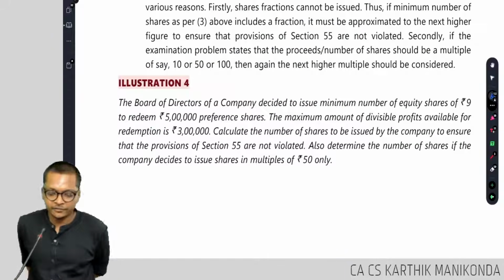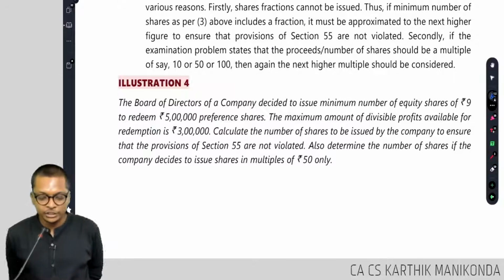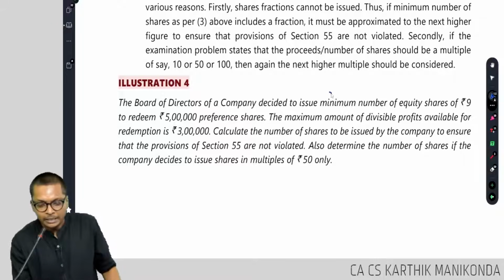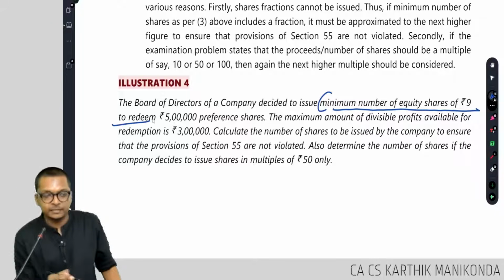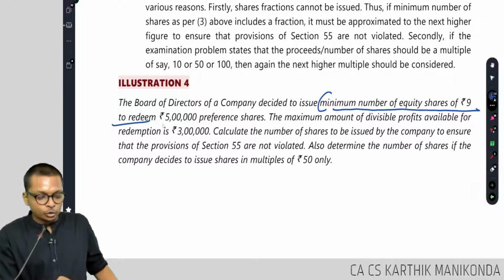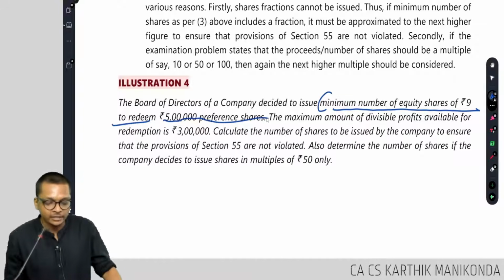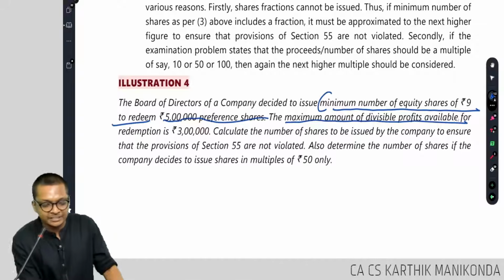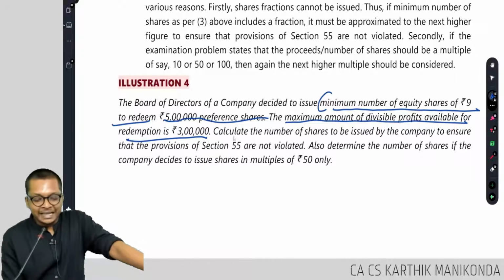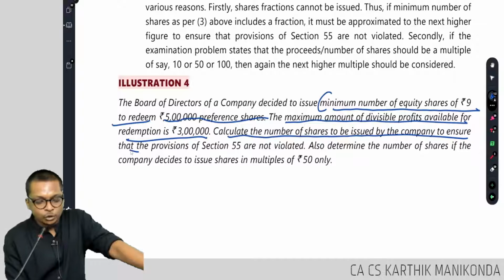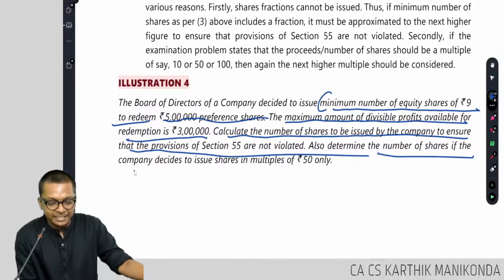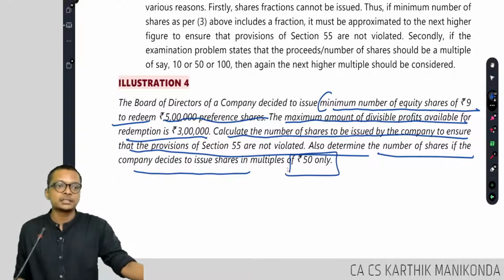Okay. Illustration 4. The board of directors of the company decided to issue shares. How many shares they are not saying; we have to compute, like the previous sum. We have to compute the minimum number of equity shares of rupees 9 each to issue to redeem 5 lakh preference shares. The maximum amount of divisible profits available for redemption is 3 lakhs. That means the P&L is how much, guys? 3 lakhs. Calculate the number of shares to be issued by the company to ensure that the provisions of section 55 on preference shares are complied with. Also determine the number of shares if the company decides to issue shares in multiples of rupees 50 only.